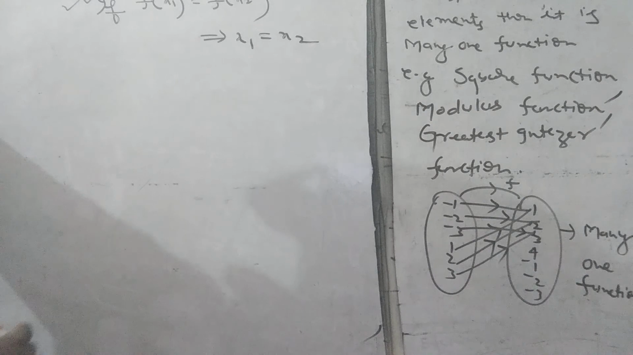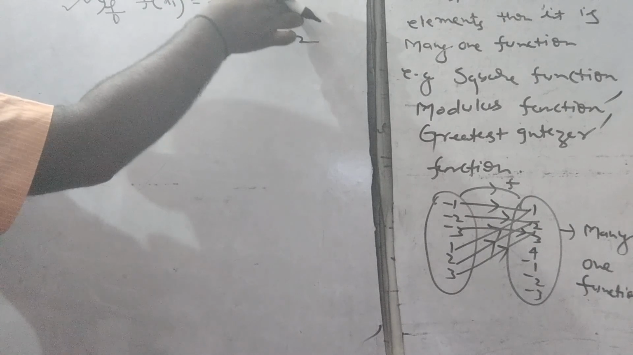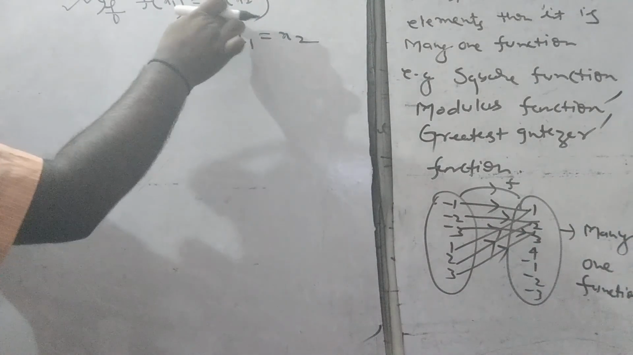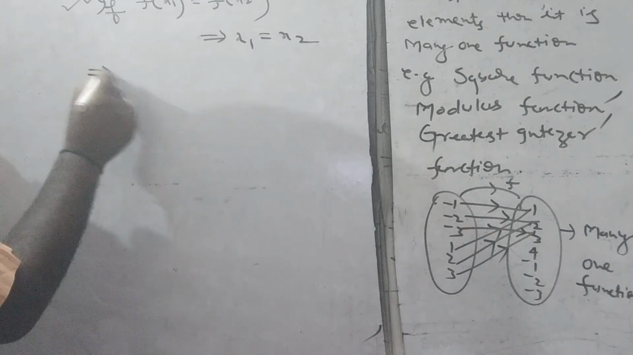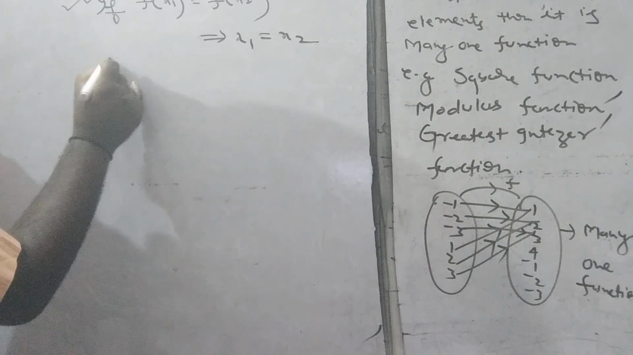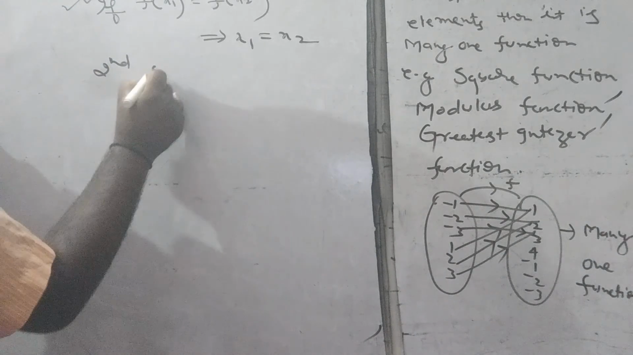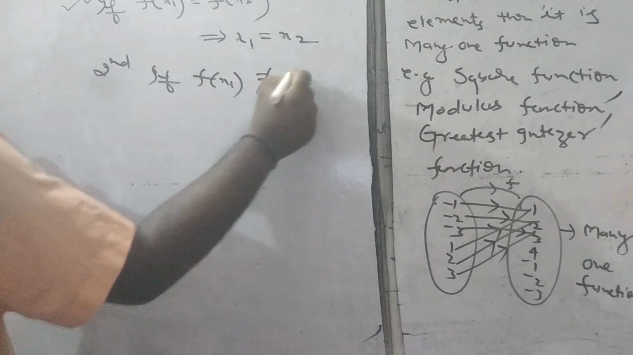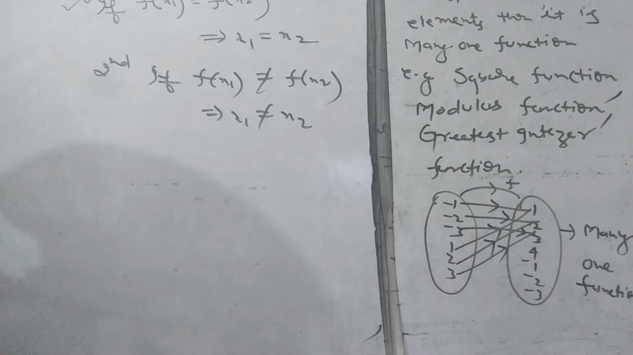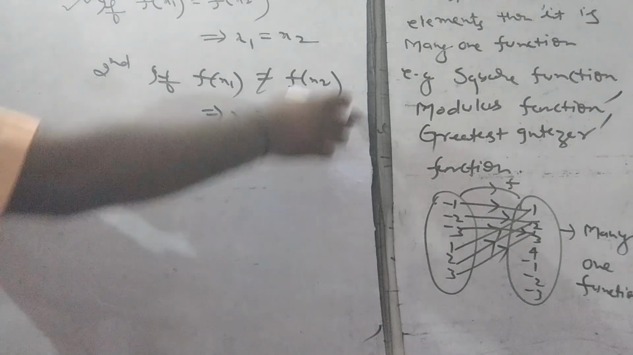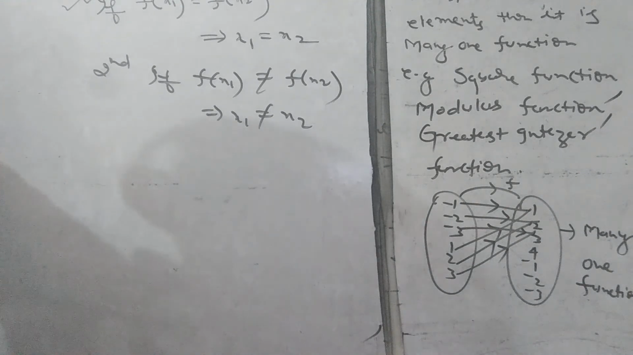How can we prove that a given function is one one? Suppose first of all we let f(x1) is equal to f(x2), and then we prove that if this is true, then x1 is equal to x2 is also true. The second definition is sometimes used, rarely: if f(x1) is not equal to f(x2), this implies x1 is not equal to x2. In questions like x1 is odd, x2 is even, in such type of question, this definition is used. One one function. Okay.